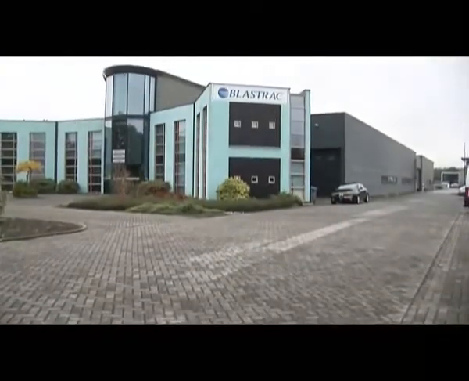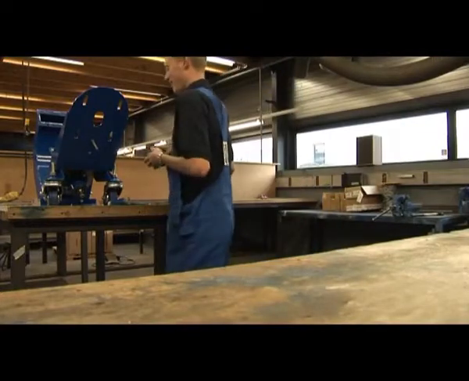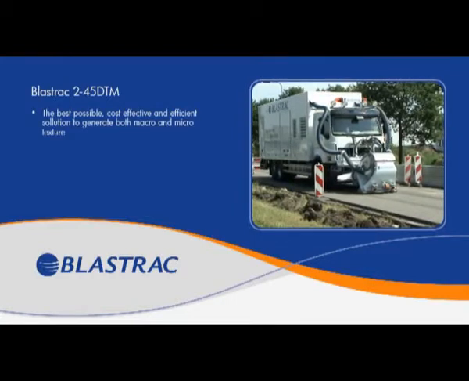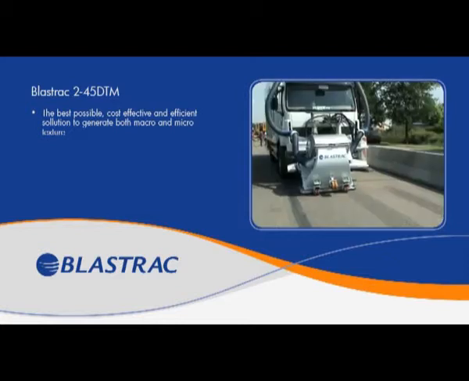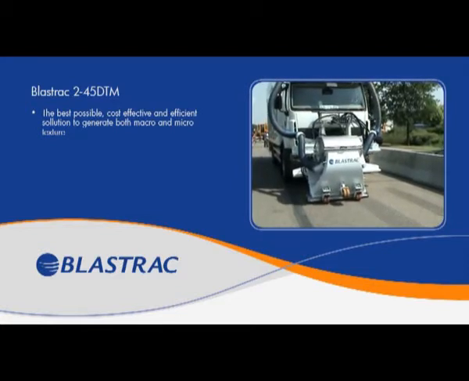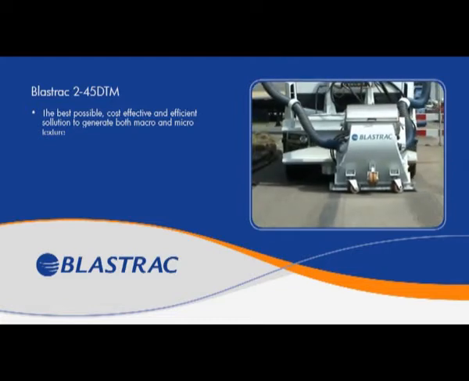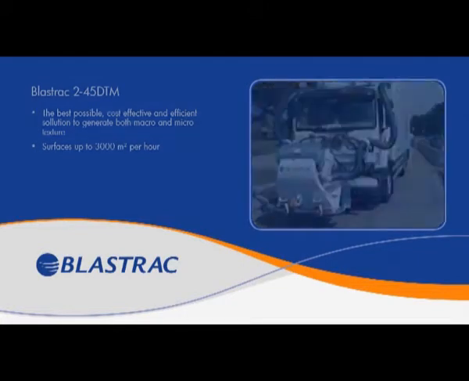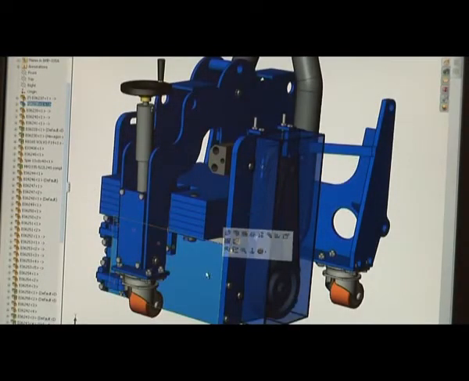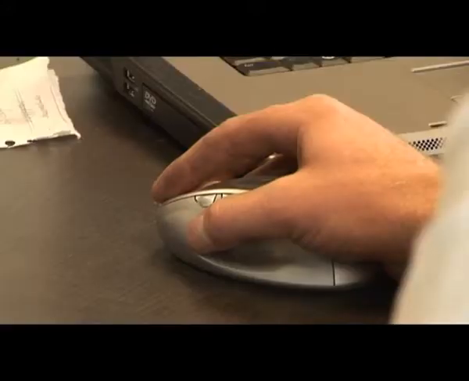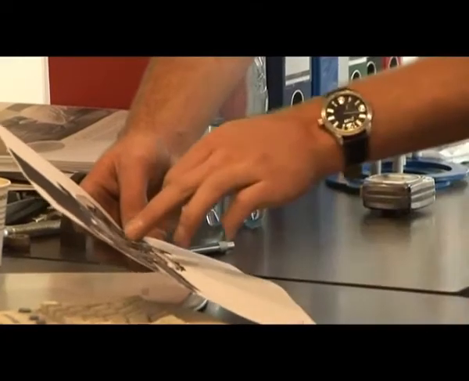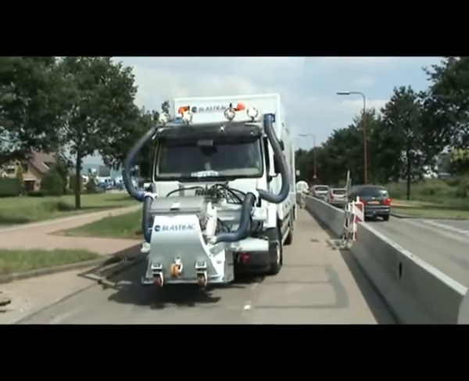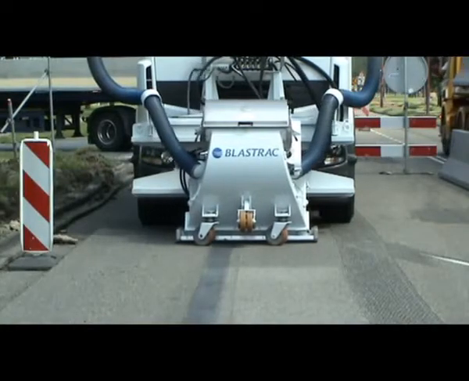Blastrac is the most experienced manufacturer of equipment for shot blasting roads and runways worldwide. Our 2-45 DTM is the best possible and most cost-effective and efficient solution to regenerate the macro and micro texture of road and runway surfaces. Because of its high performance and reliability, it is possible to treat a surface of up to 3,000 square meters per hour on roads and runways. Our continuous research and development, our strong partnership with the key players on the global markets, and the use of the best possible parts, equipment, and latest technology ensures that our Blastrac 2-45 DTM will always have the most reliable and best possible performance.